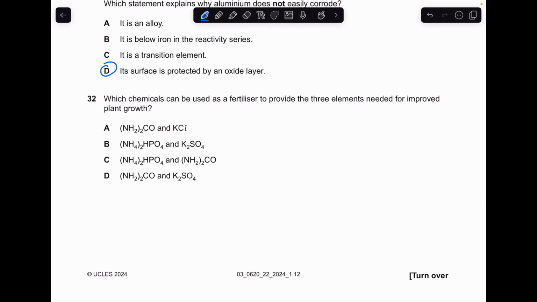Question number 32. This might be a tricky one, but it's easy if you get the point. Here we have to find the compounds which contain the most amount of nitrogen, phosphorus and potassium, because these three elements are present in fertilizers because they are needed for the best growth of plants. So if we check the options, no sulfur, no phosphorus, so wrong. All of the three are present, so this might be one of the correct options. No potassium, wrong, and no phosphorus, wrong, so it's B.